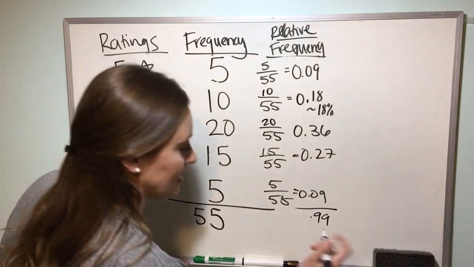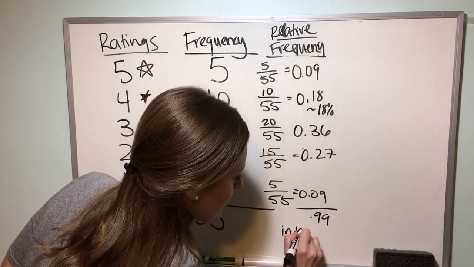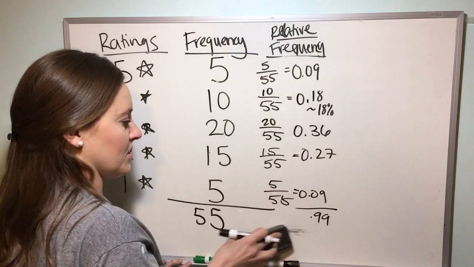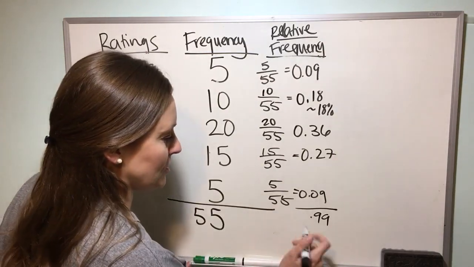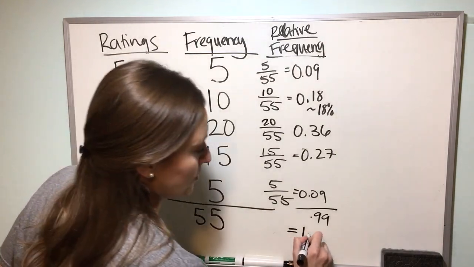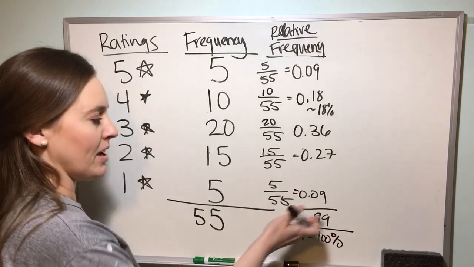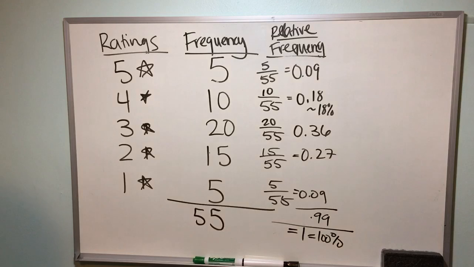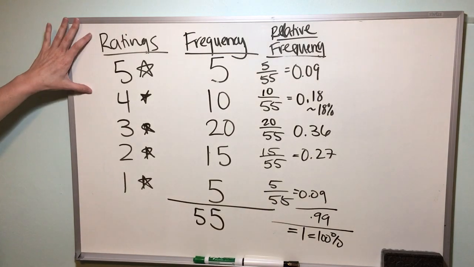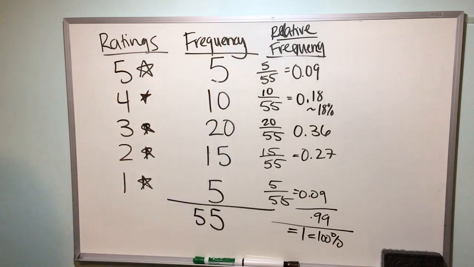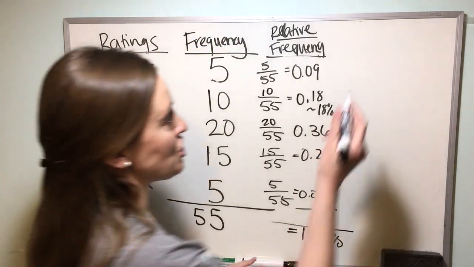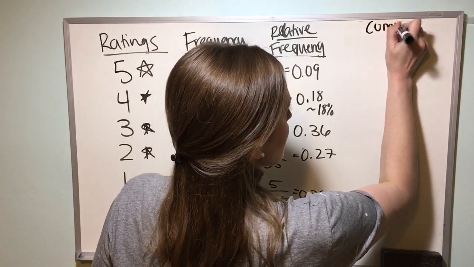In theory, I'm just going to say it out loud. In theory, this should equal 1, which of course would be 100%. But our rounding issues there caused us to have a little bit less. That's okay. So this is what they mean. The categories, the frequency, the relative frequency. The next thing they ask for is the cumulative frequency.